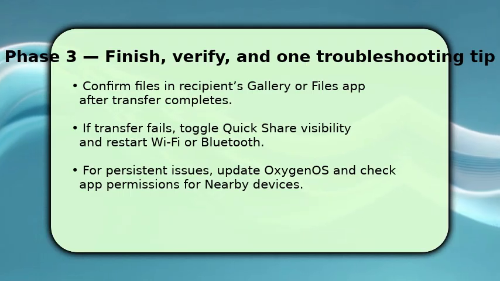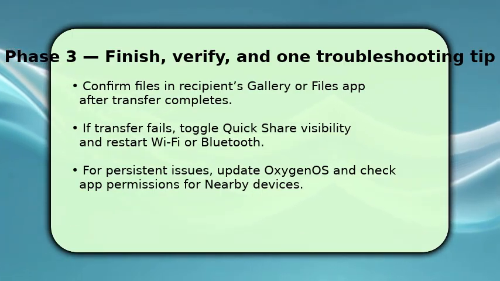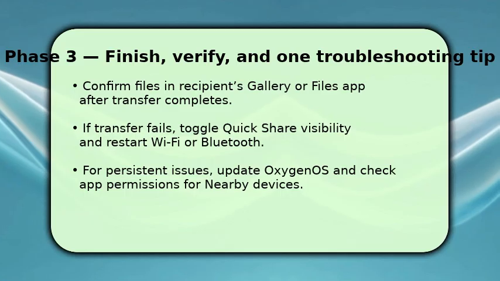If issues persist, make sure OxygenOS is up to date and that nearby devices or location permissions are granted. Those permissions let QuickShare discover peers. If you follow these steps, transfer.